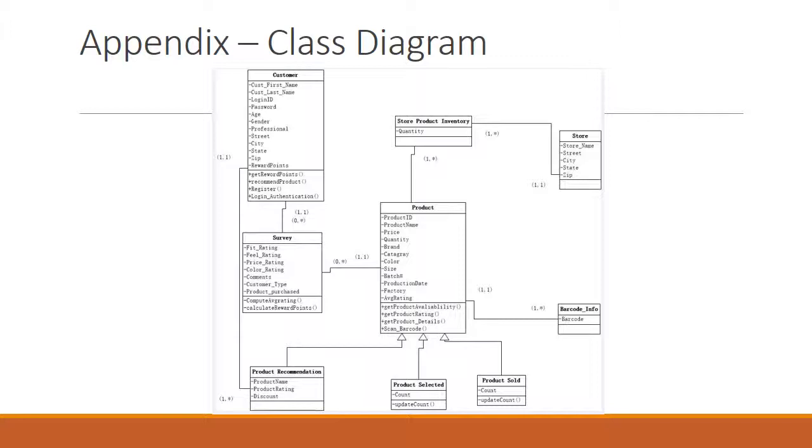And for the entities, that is the tables, there are product selected and product sold. The item brought by the customer to the fitting room is the product selected. And the product sold table includes what kind of item it sells.